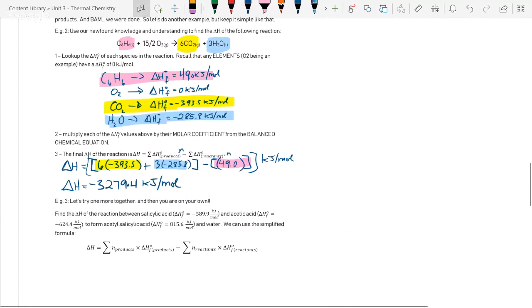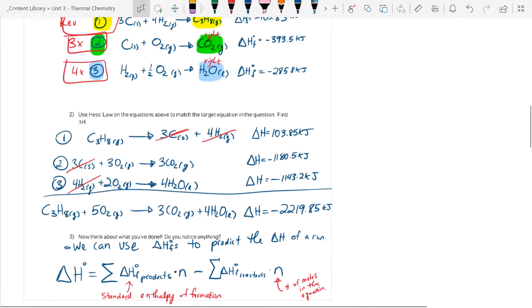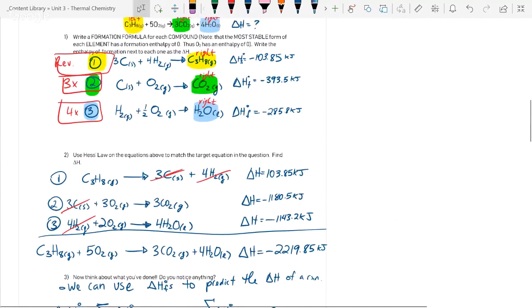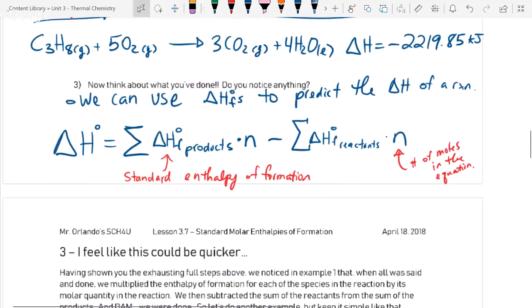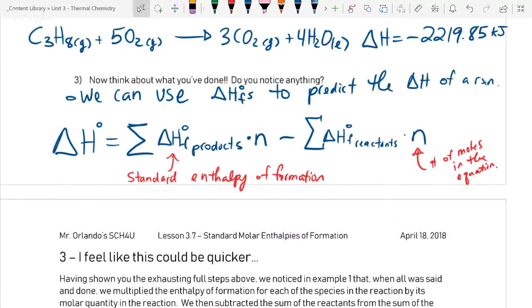So that's the basic idea here. You can use the enthalpies of formation to predict the enthalpy of any reaction. And you don't have to go through all of the Hess's law rigmarole. It boils down to this expression here, because that incorporates the idea of Hess's law into enthalpies of formation. Yes?